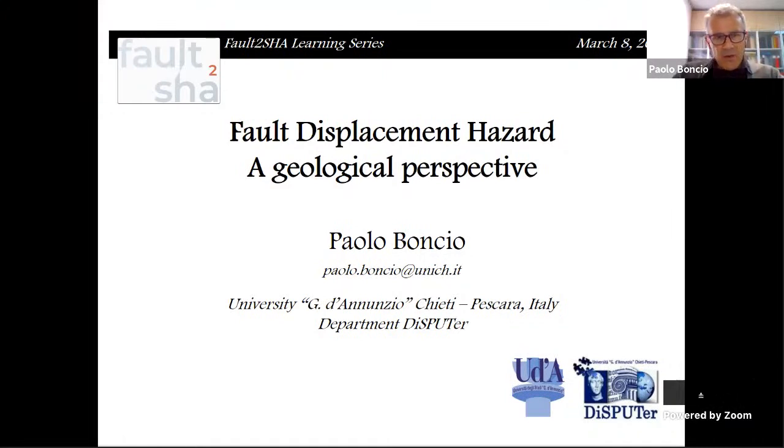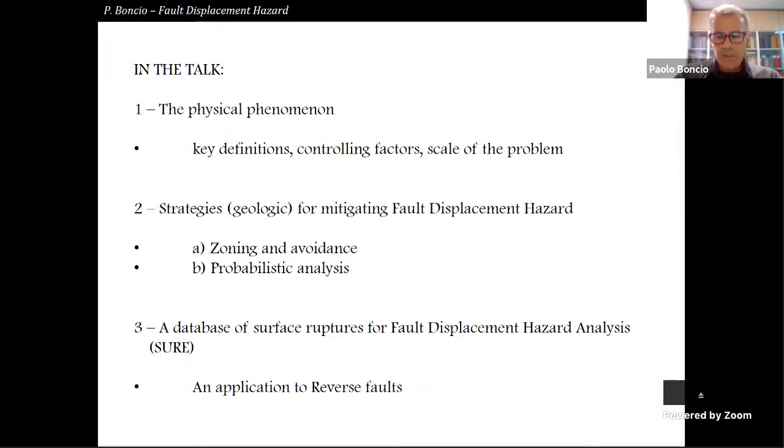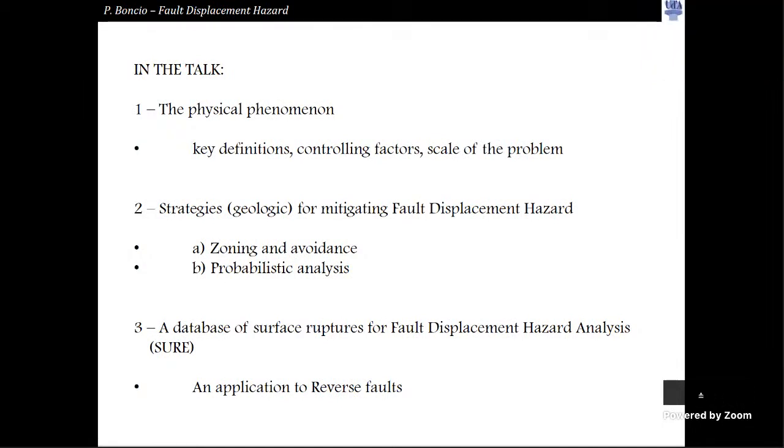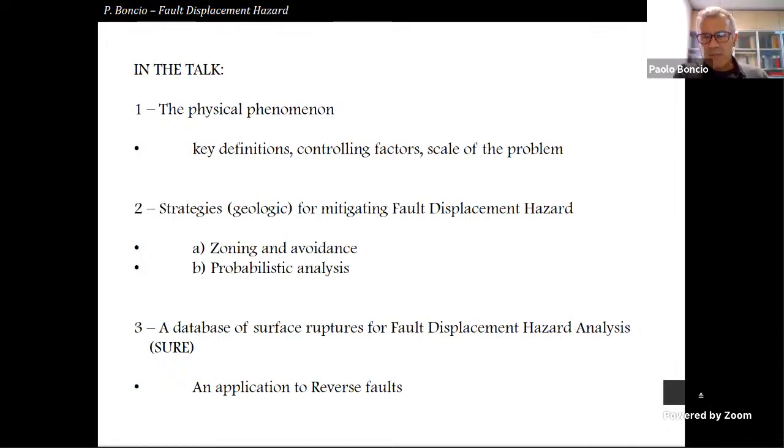So the topic of my talk is fault displacement hazard, a geological perspective. The talk is organized in three parts. First, the physical phenomenon, then mitigation strategies. Mitigate means any action aimed at reducing the risk from a geological perspective in my talk. And then the importance of a database and an application. So please stop me anytime if I'm not clear, if you have any question.